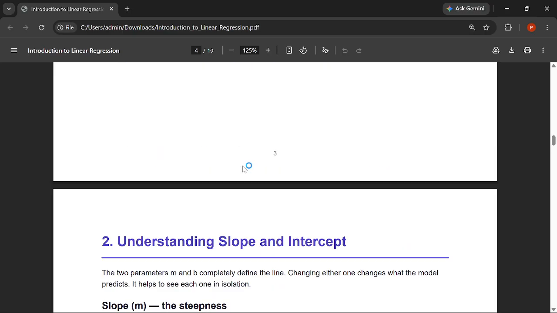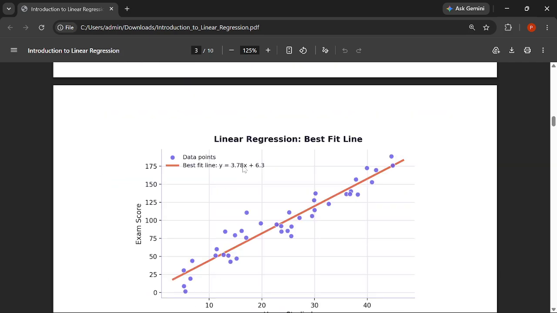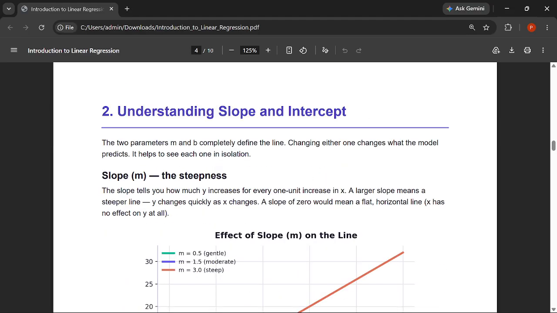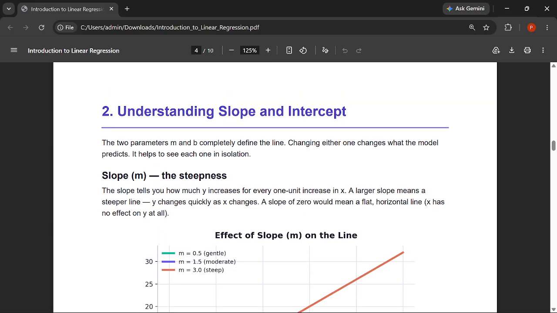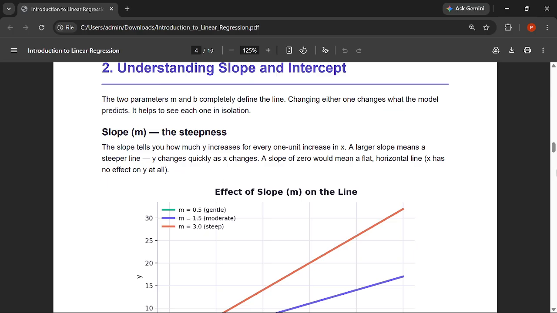So let's see in detail what is the slope and the intercept, also known as the m and the b. These are the most important things in simple linear regression or multiple linear regression. Why? These two values give you your best fit line. The whole model is dependent on these two values.